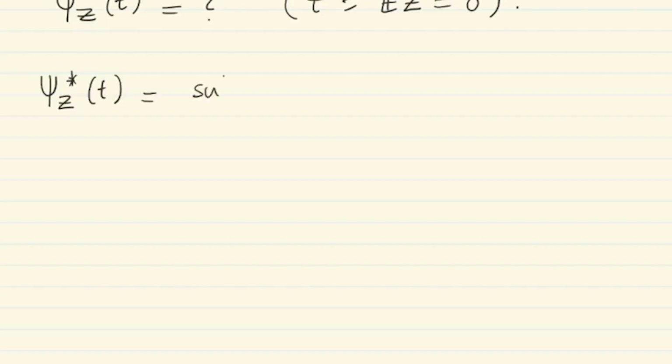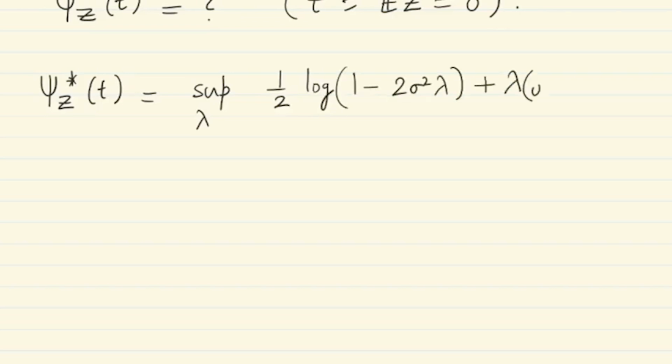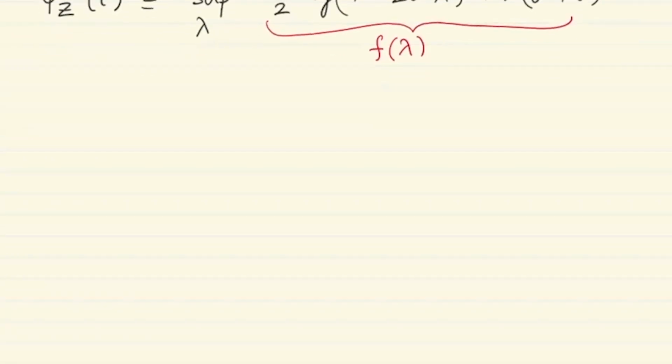This is by definition the sup over lambda of half log 1 minus 2 sigma square lambda plus lambda sigma square plus t. This is by the definition of the Cramér transform. Let's call this f of lambda. We know that if t is greater than or equal to the mean, you can always perform the unconstrained optimization, so lambda belonging to R.